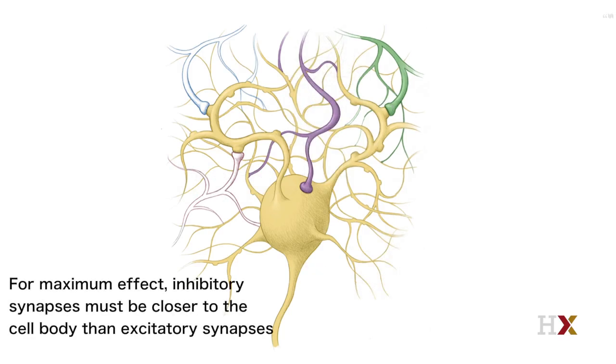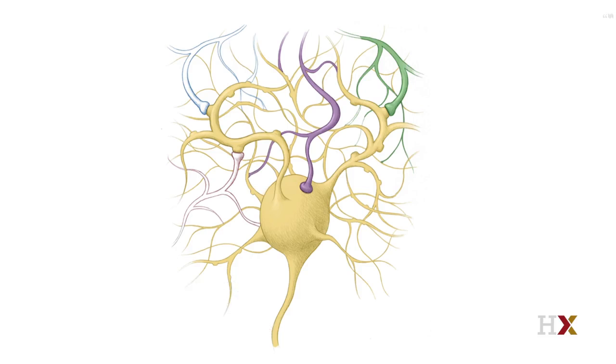For the action of the inhibitory neuron to play an optimal role in controlling the next action potential, its synapse has to be located between the cell body and the excitatory synapse. Otherwise, the EPSP still makes it to the cell body and depolarizes the neuron, making it more likely to fire an action potential. The precise placement of the inhibitory synapse is important for information processing too.